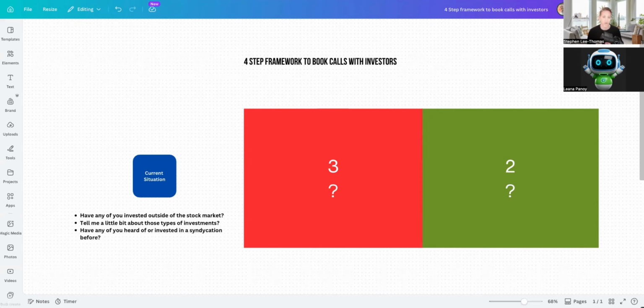And what do we do in the phone call? Okay. Same rules apply here. I'm just breaking it down a little bit different. So first thing we do is we got to understand their current situation.